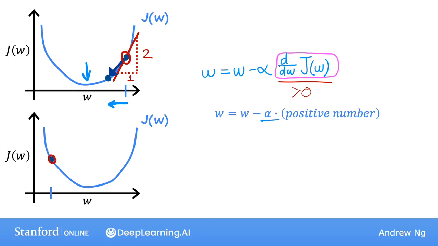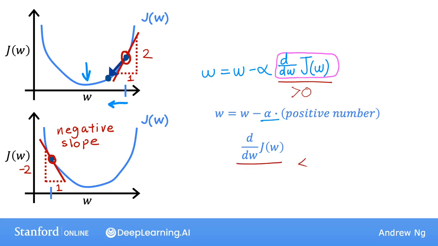Now, the derivative term, remember, is d over dw of j of w. And when we look at the tangent line at this point over here, the slope of this line is the derivative of j at this point. But this tangent line is sloping down and to the right. And so this line sloping down and to the right has a negative slope. In other words, the derivative of j at this point is a negative number. For instance, if you draw a triangle, then the height like this is -2 and the width is 1. So the slope is -2 divided by 1, which is -2, a negative number.